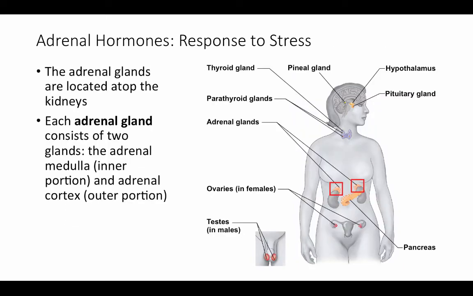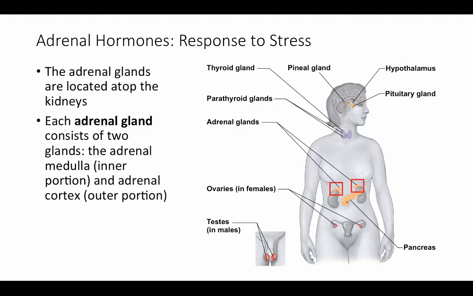Now let's take a look at stress responses and the adrenal hormones. So the adrenal glands are located on top of the kidneys. They are these little masses of glandular tissue that sit right on top of the kidneys. And each adrenal gland consists of two separate but fused glands. The adrenal medulla, which is the inner portion, and the adrenal cortex, which is the outer portion.